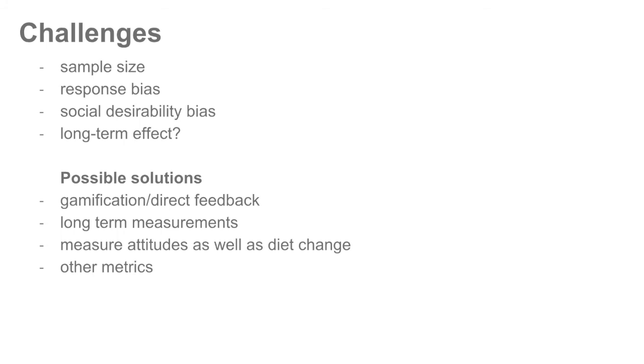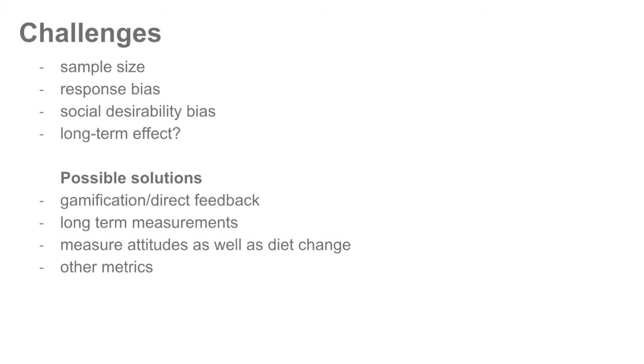Then response bias is also a really important one. Some people might be more likely to fill in your survey than others. Especially the people who are most enthusiastic. They might be the people who are already vegans, or they might be the people who changed their diets the most. They are probably much more likely to fill in a survey after meeting you or working with you than the people who are not that interested at all. And this is an important thing to account for.